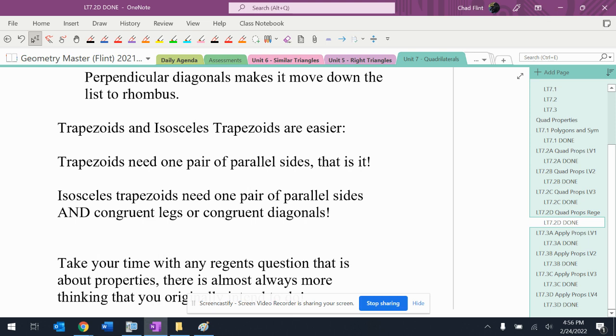Most of the questions are going to start out saying, this is a parallelogram. How would I make it a rectangle? How would I make it a square? Or this is a rhombus. How would I make it a square? In all those situations, you're looking for what the thing that I want to make it has that the other one does not. So what do I need to add in? And then I search for that.